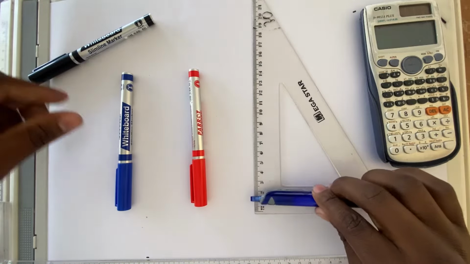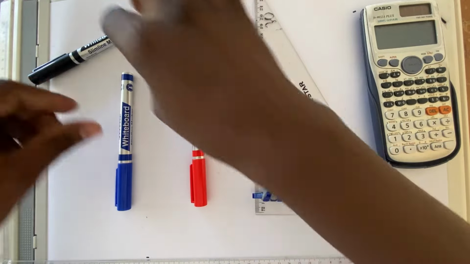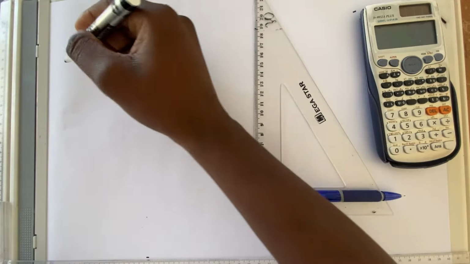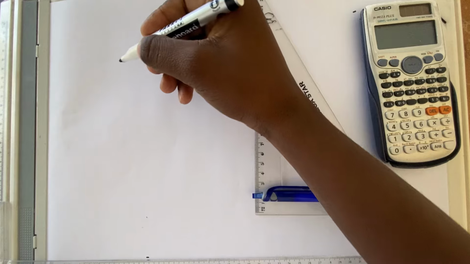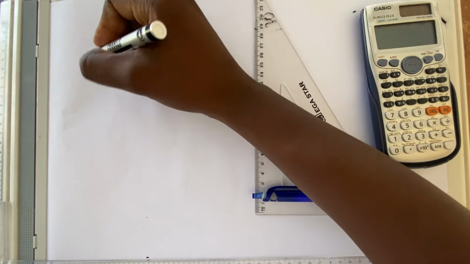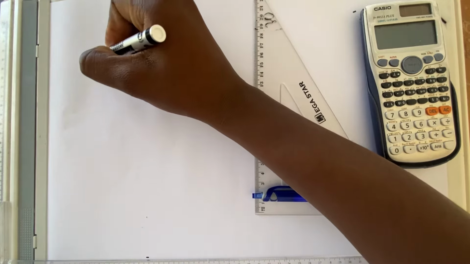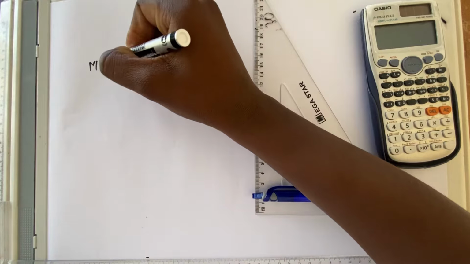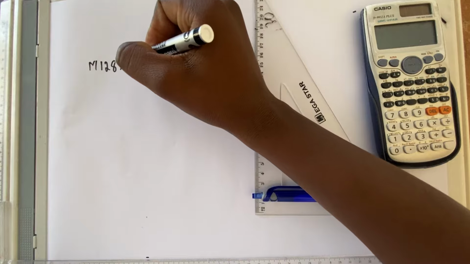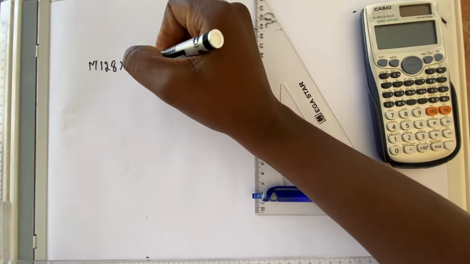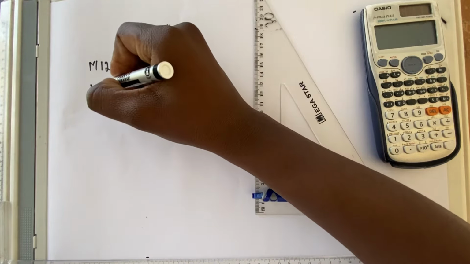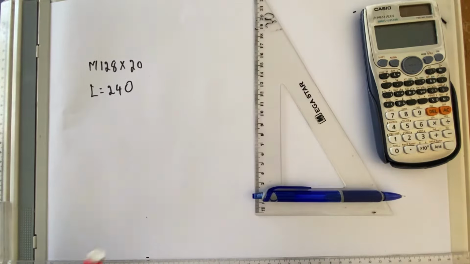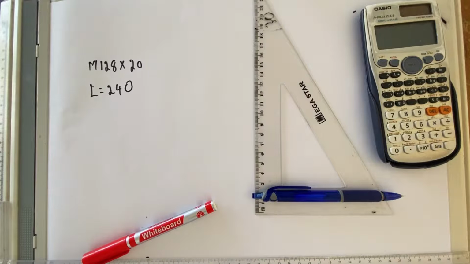So now the screw thread that I'm going to be dealing with is going to be an M128 by 20 with a length of 240. That is what I'll be dealing with.